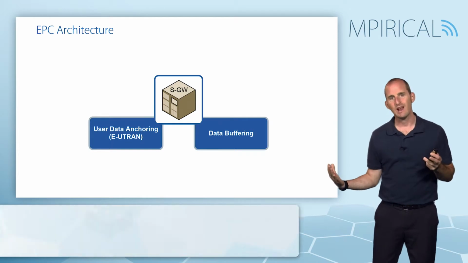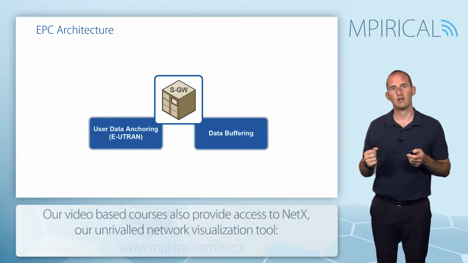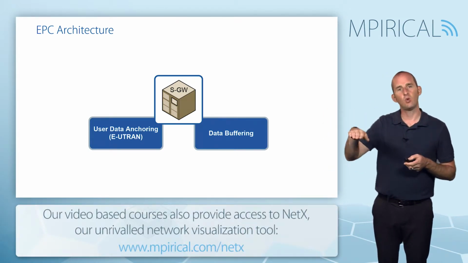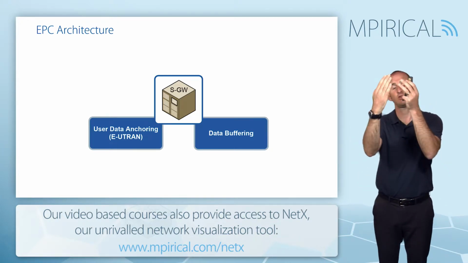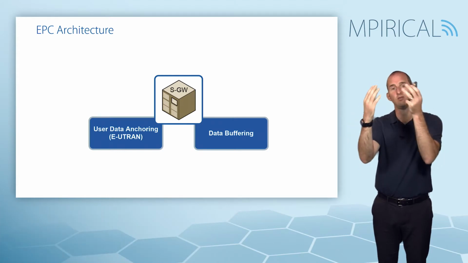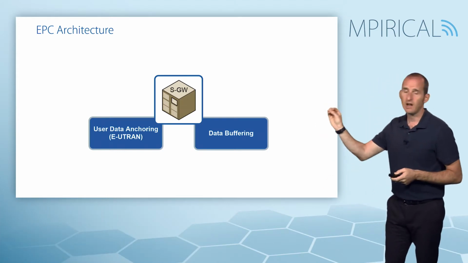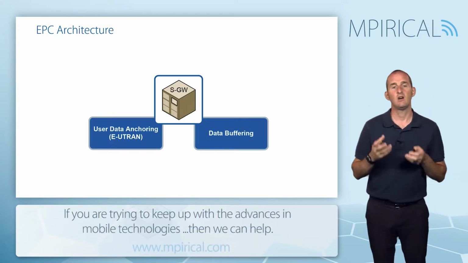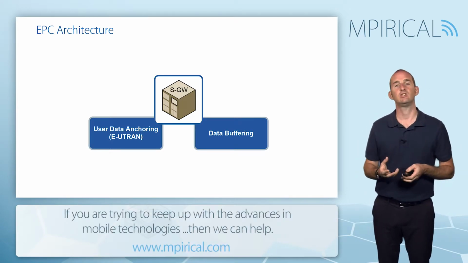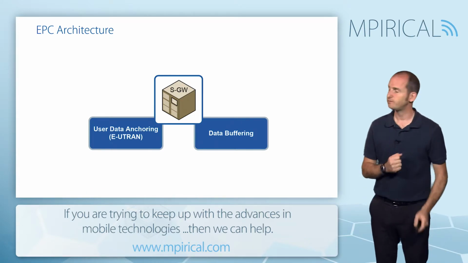However, we must have an anchor point back into the evolved packet core. So although we're swapping from one eNode B to another, those eNode Bs will be feeding and receiving traffic back to the EPC or from the EPC via our serving gateway. It's really the entry point or exit point of our EPC in relation to our eNode Bs.